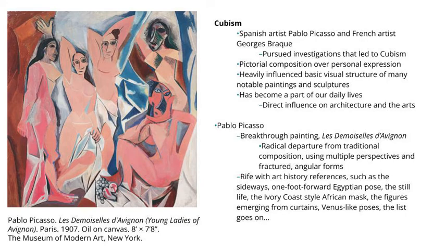I'll get into that a bit more, but let's first talk about this painting that we're looking at here, Les Demoiselles d'Avignon, which is the breakthrough painting that is considered to be the first Cubist painting, by Pablo Picasso, despite the fact that Braque made work that seems very Cubist a few years previous to this. It's still considered the first one. It has a radical departure from traditional composition, using multiple perspectives and fractured angular forms.